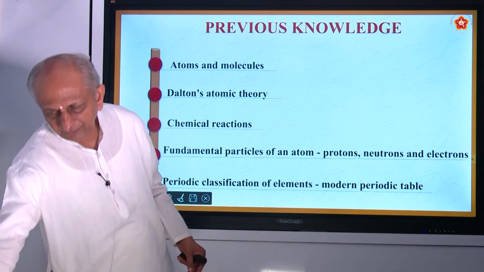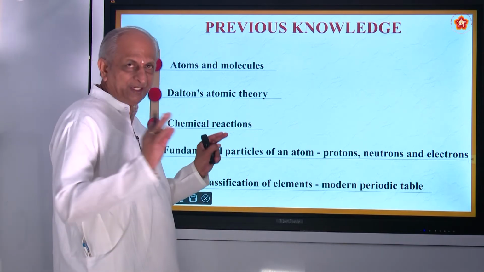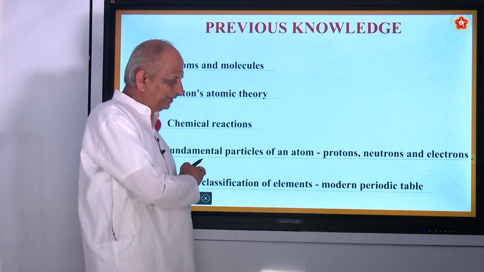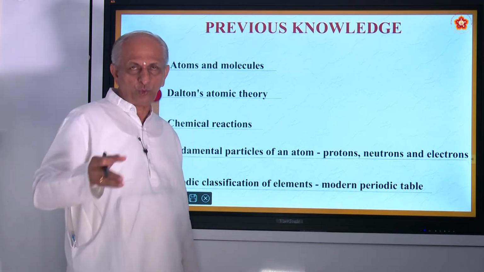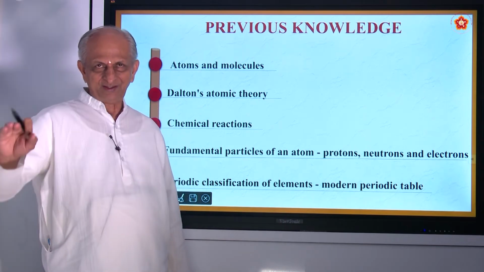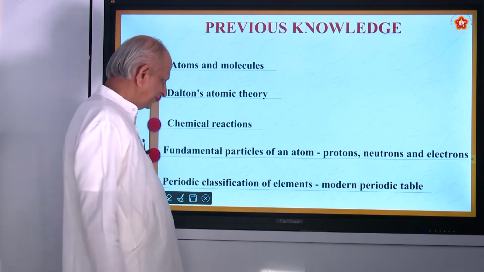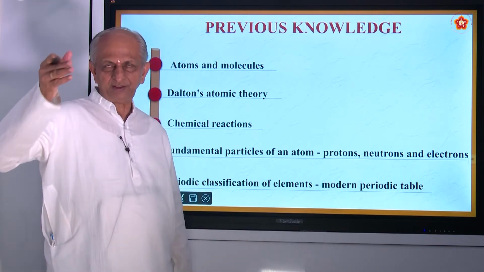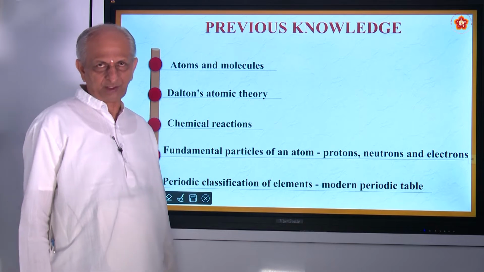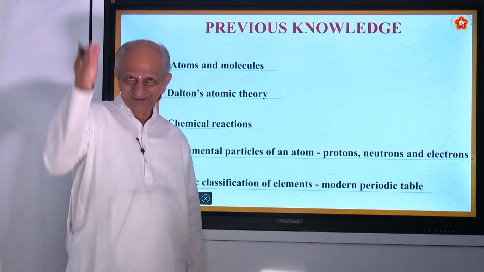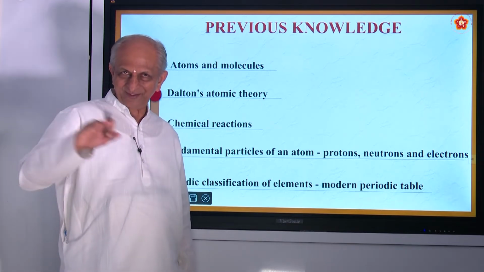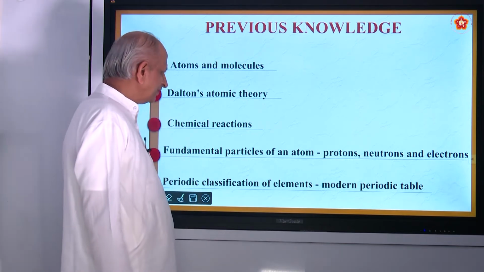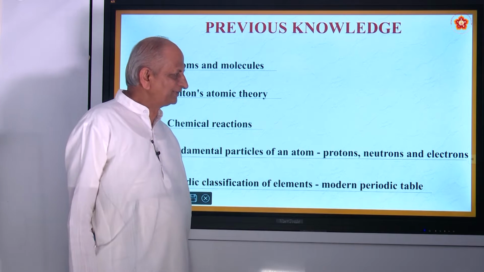So what is periodic classification? Arrangement of elements, is it not? The vertical columns are called groups, and the horizontal lines are called periods. They are classified into different groups. There will be 18 vertical groups, and how many periods? 7 periods, is it not? So that's also what you have studied. We just had a glance at that.